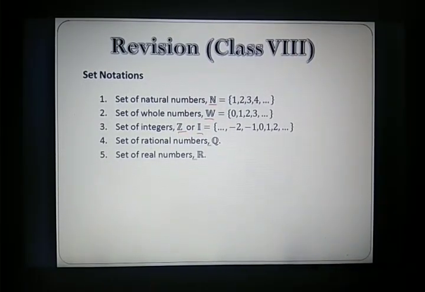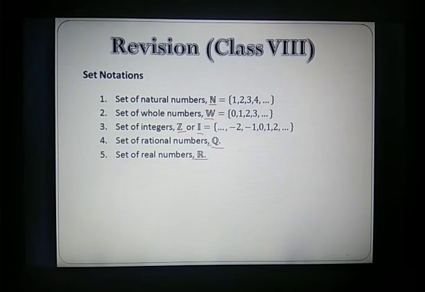Rational numbers are denoted by the letter Q. Rational numbers means the fractional numbers, the numbers which can be written in a by b format. And the last one is the set of real numbers, denoted by R.